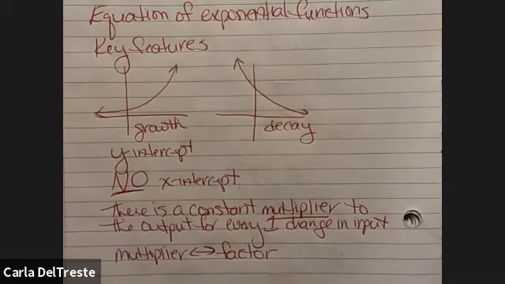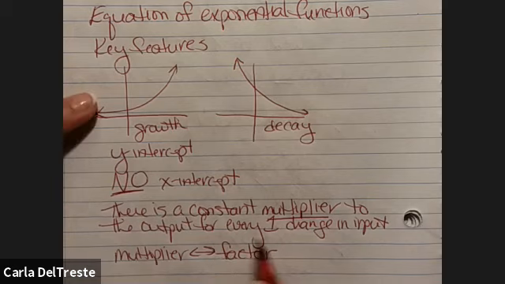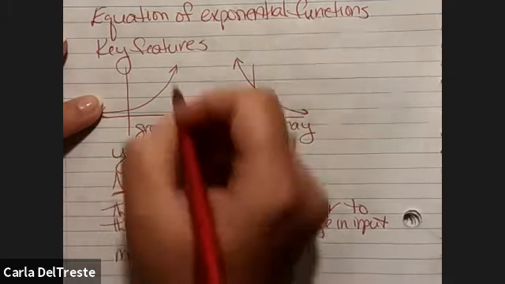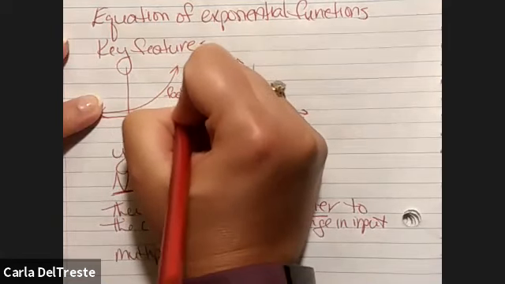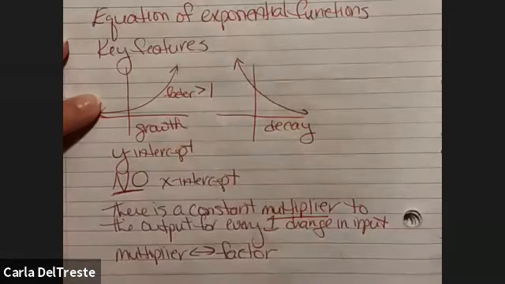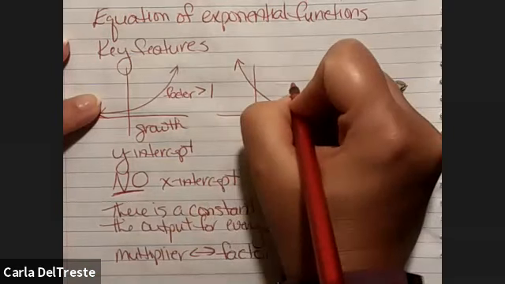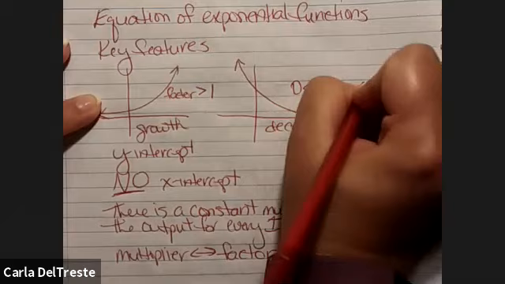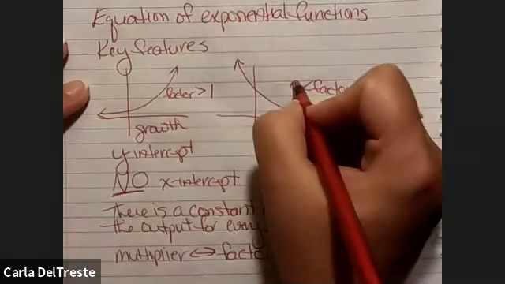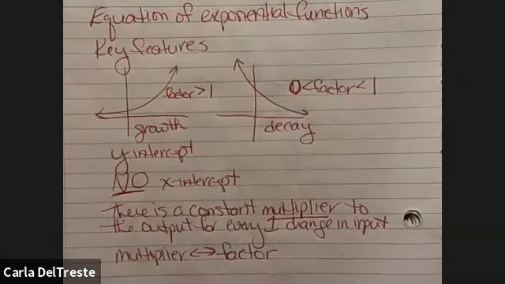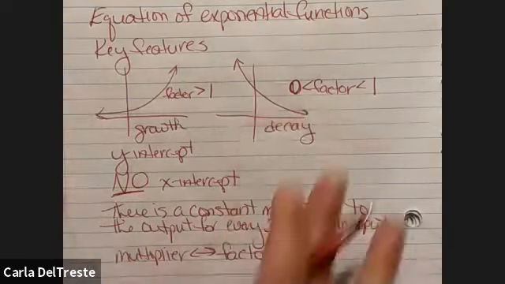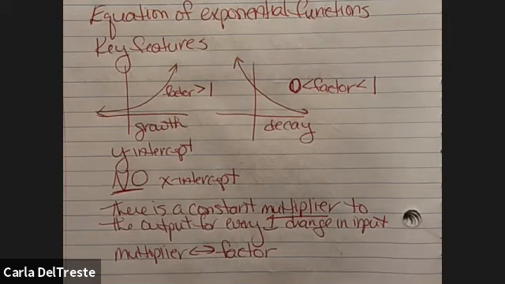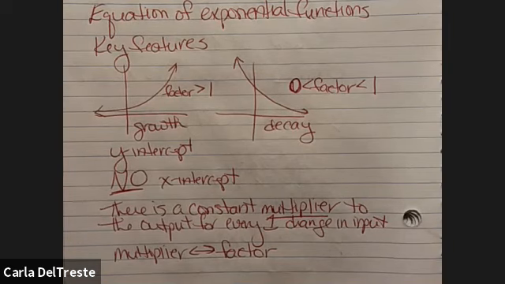And last but not least, we learned of a relationship between growth and decay. For growth, the factor is larger than 1. And for decay, the factor is between 0 and 1 because it's going to be a decimal or a fraction. So this is all the information that we learned. How did these tie into the generic form of an exponential equation?